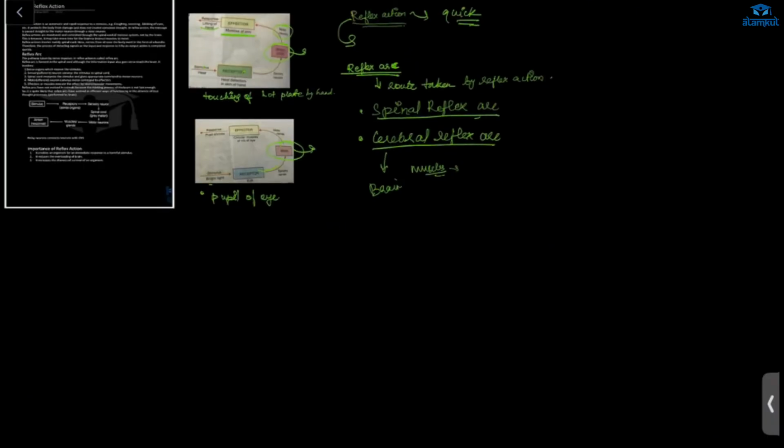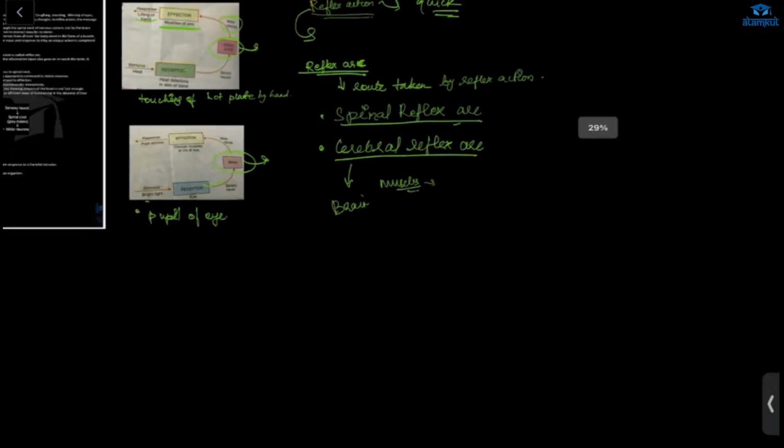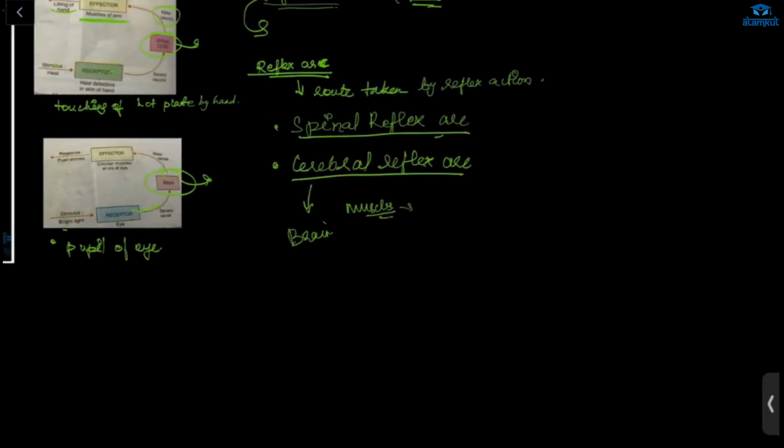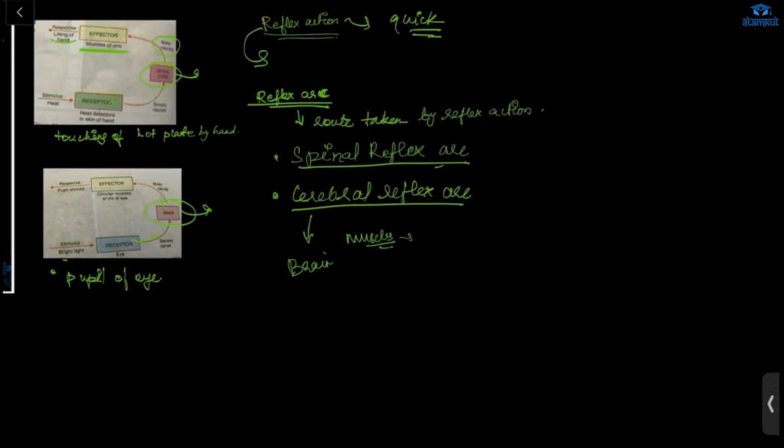So from the previous class, we have learned about the reflex arc, right? In that, we have learned about the pathways, which were the spinal reflex arc and cerebral reflex arc. And there can be other movements or other routes also, the complex ones. This reflex action was simple and quick.